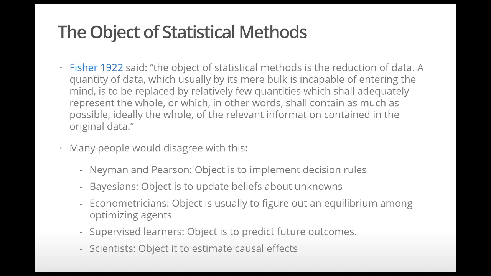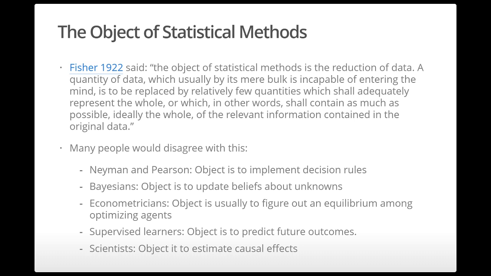Okay. So in Lancaster, there's a footnote that has this quote from Fisher about the object of statistical methods, and Fisher claims it's the reduction of the data. Data by its mere bulk is incapable of entering the mind, is to be replaced by relatively few quantities which shall adequately represent the whole, ideally with all the relevant information contained in the original data. And that is a fairly unequivocal statement that almost everyone else would disagree with. Well, not everyone else. There's a lot of people that Fisher convinced. But there's a lot of people who would completely disagree with that.